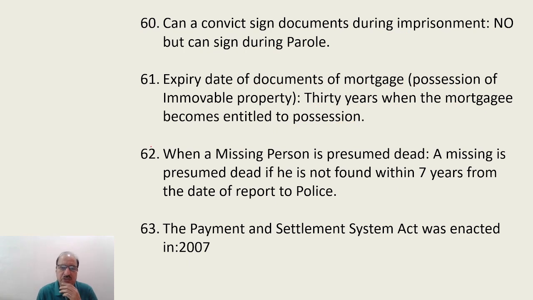Question number 62. When is a missing person presumed dead? If a person has gone missing, then when will he be declared dead so that a succession certificate can be issued? A missing person is presumed dead if he is not found within 7 years from the date of report to the police. If the police could not find him for 7 years after the report, then he will be presumed dead.